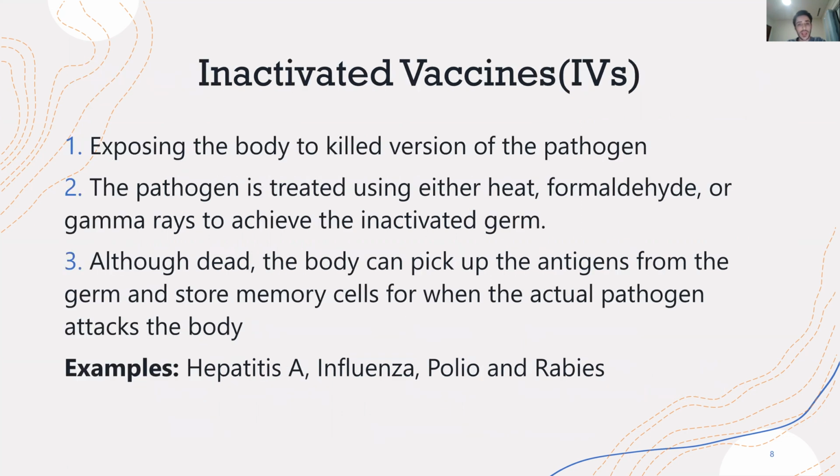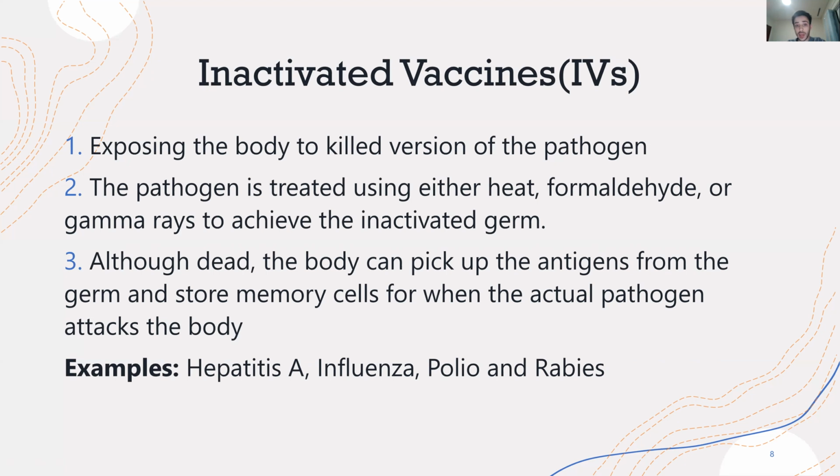Another type of vaccine is inactivated vaccines. Inactivated vaccines are basically, like I mentioned, a killed version of the pathogen. Even though the pathogen is killed, the body can still pick up the antigens from the germ and store the memory cells for when the pathogen actually attacks the body.